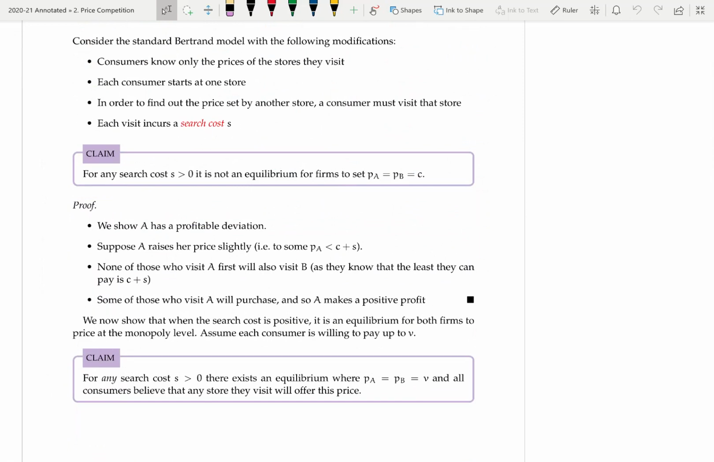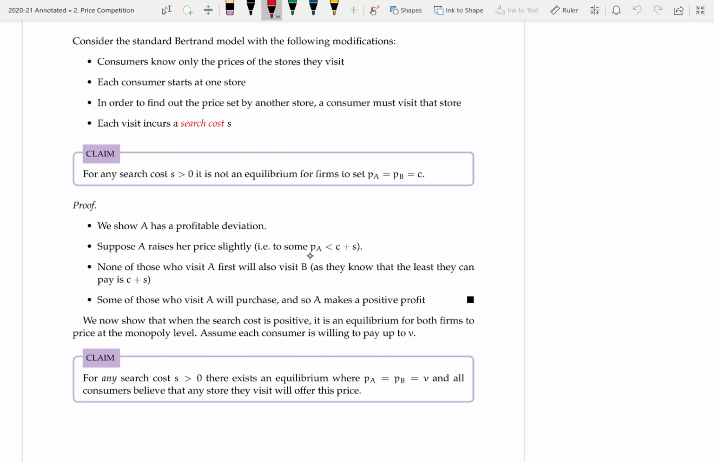So the first thing we're going to show is that the introduction of imperfect information and these search costs means that it is no longer an equilibrium for both firms to price at marginal cost. We're going to show that there's a profitable deviation. At these prices, firms are earning zero profits. Let's think about A. What if A raises her price slightly?